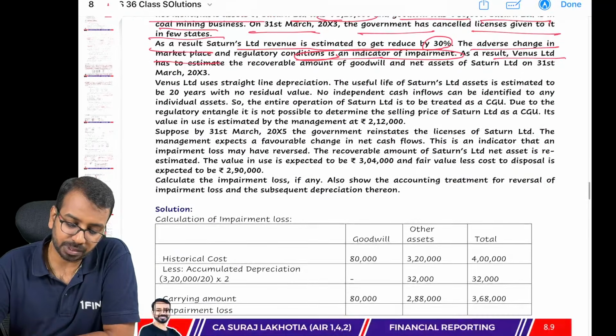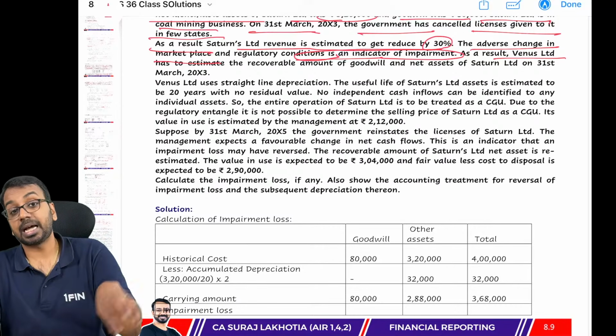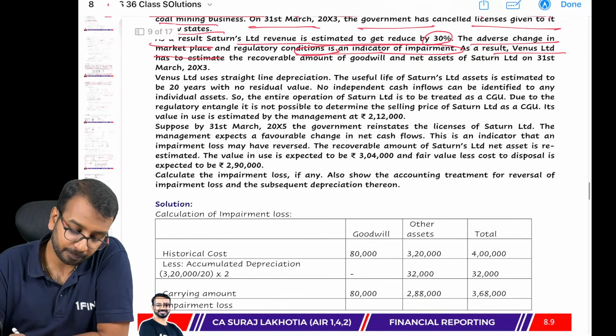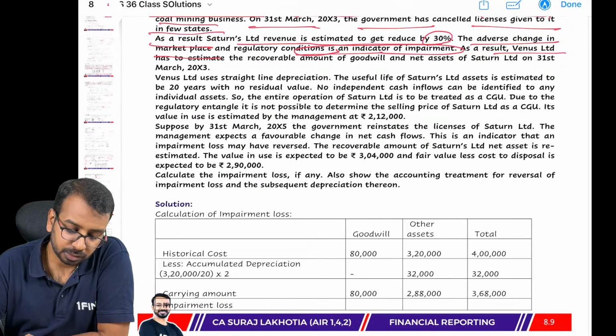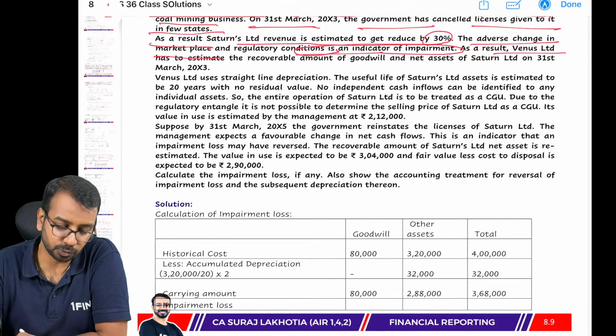They use the SLM method of depreciation. Useful life of Saturn Limited's asset is estimated to be 20 years with no residual value. No independent cash flows can be identified to any individual asset. So the entire operation of Saturn is treated as a CGU. The entire subsidiary is treated as a CGU. Suppose by 31st March, it is not possible to determine the selling price of Saturn Limited. Its value in use is estimated by management at 212,000. So this is the value in use.